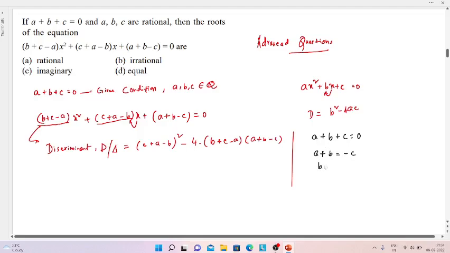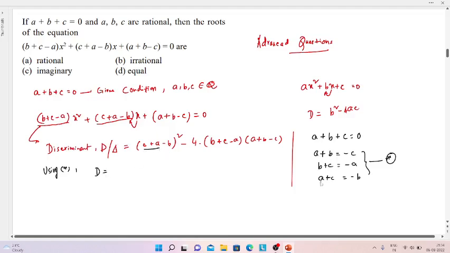Can you tell me what is the value of b plus c? It will become minus a, right? Can you tell me what is the value of a plus c? So it will be minus b. So I will use these three conditions, right? I'm just taking star. So using star, we will have d equals to, we can write down this c plus a.